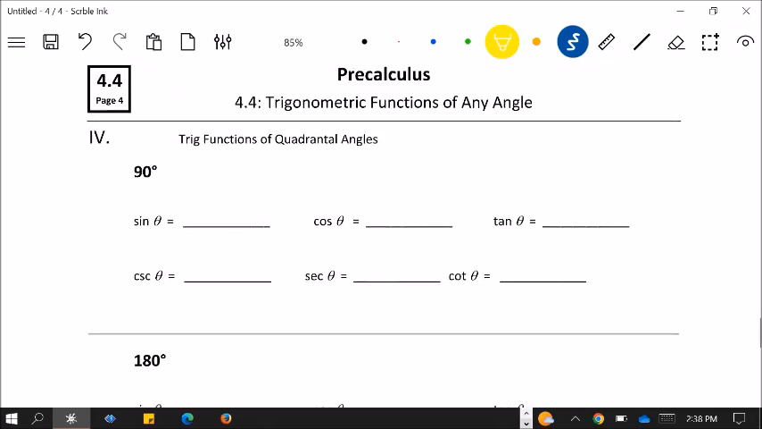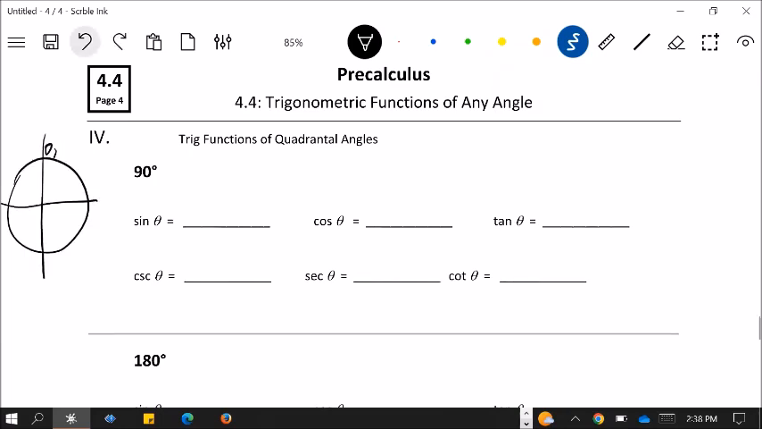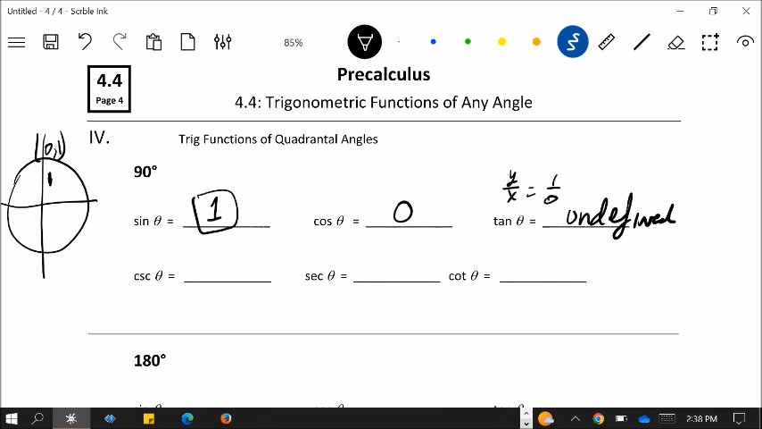Okay. Quadrantal angles. All right, think about this: when you're at 90 degrees, you have a 0 and 1 point, which means, because the radius is only 1, we just divide by 1 every time. So the sine is the y value. The cosine is the x value. The tangent is y over x. That means it's 1 over 0, but you can't divide by 0. So you put undefined. 1 and 0 and undefined.